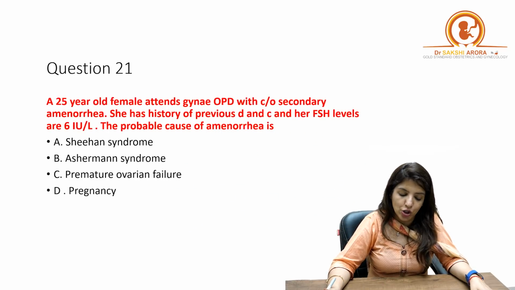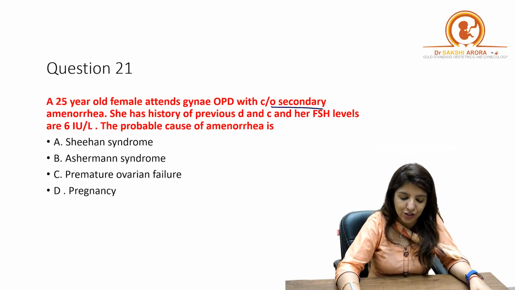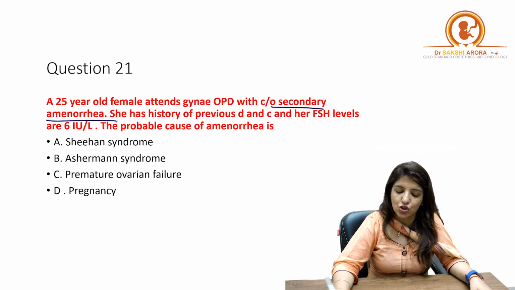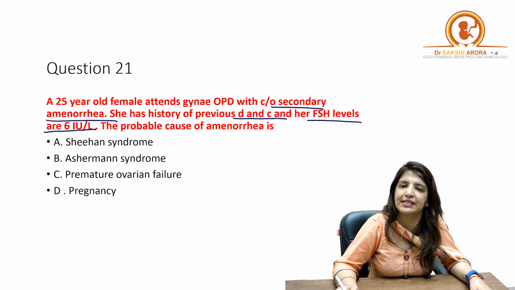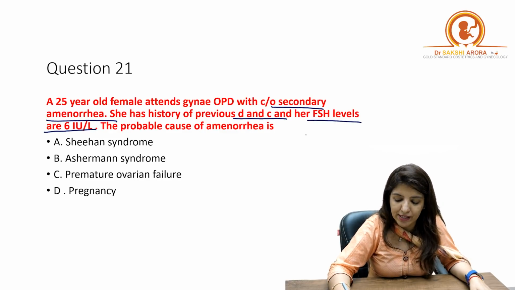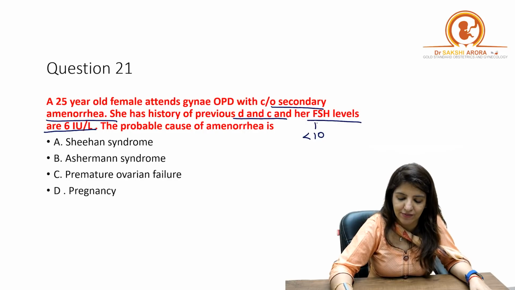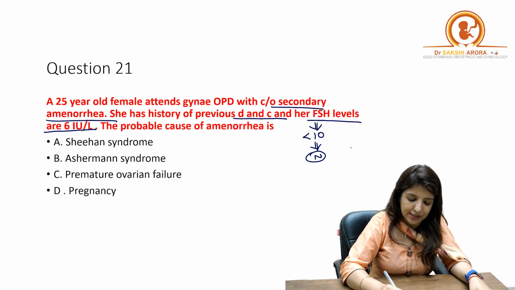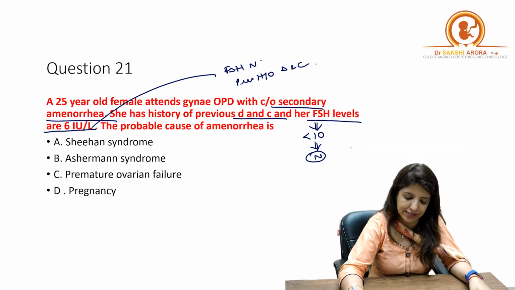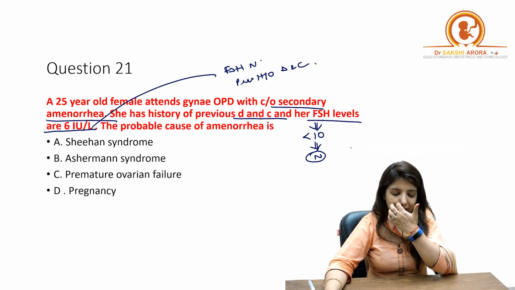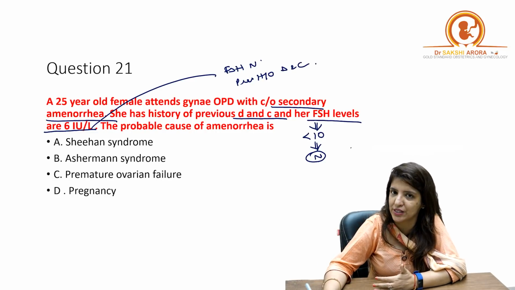Next question. A 25-year-old female attends gynae OPD with complaint of secondary amenorrhea. She has history of previous DNC and her FSH levels are 6 international units per liter. Please remember that if FSH levels are less than 10, then they are normal. So in this case, the FSH levels are normal and there is previous history of DNC.